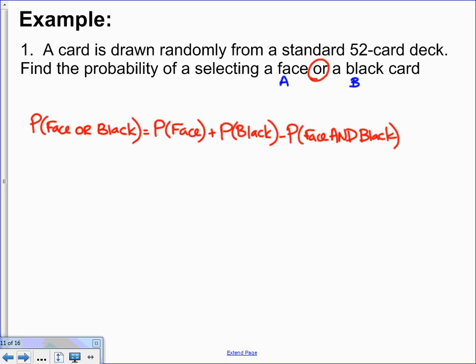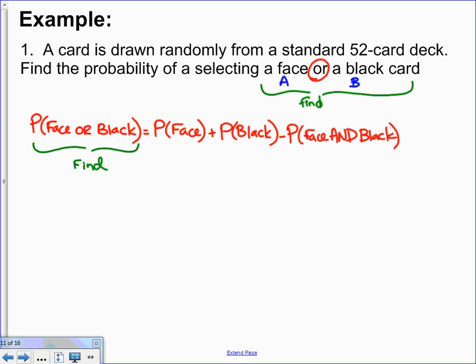Now, figure out what it is you're trying to answer and what it is you should be able to fill in. So they're asking us, what's the probability of selecting a face or a black card? So this is what we're trying to find. So I want to know this probability. If I give you that information, you should have enough knowledge, or I'll provide you the information you need to get the other three probabilities to make this happen.